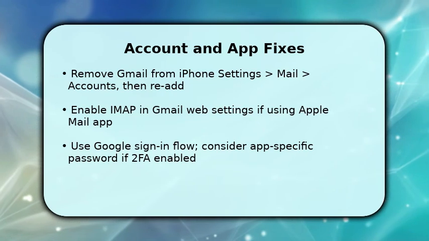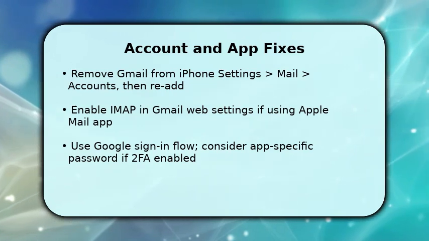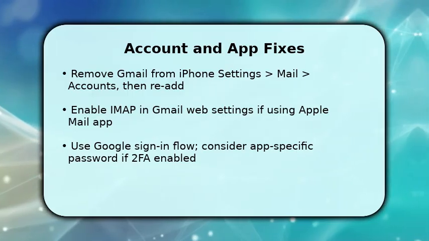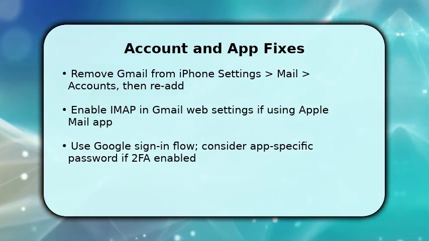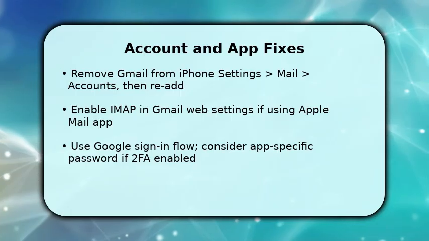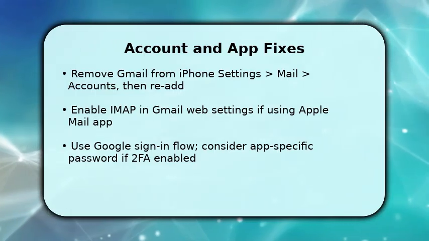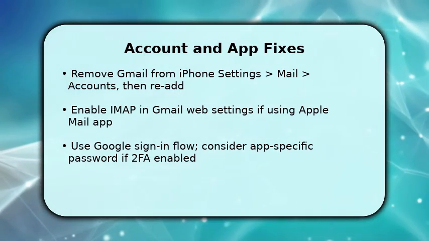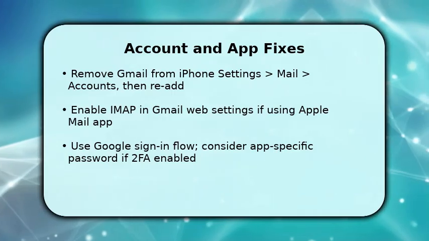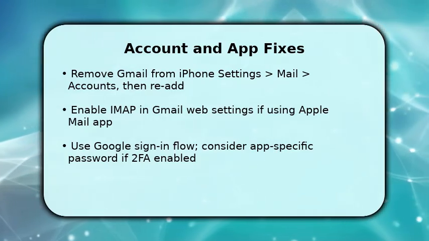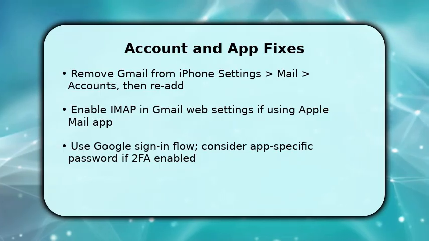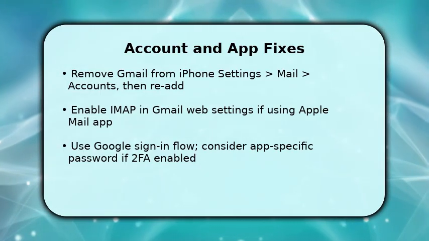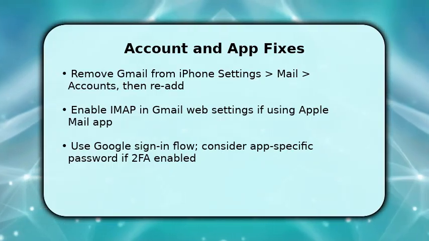Now you'll tackle the account connection. Remove the Gmail account from Settings, Mail, Accounts, then restart the Mail or Gmail app before re-adding it to force a fresh OAuth handshake. If you use Apple Mail, confirm IMAP is enabled in Gmail web settings because Mail relies on IMAP. If your account uses two-step verification, create an app-specific password or use the Google sign-in prompt. This explains why classic passwords sometimes fail during iPhone sign-in.